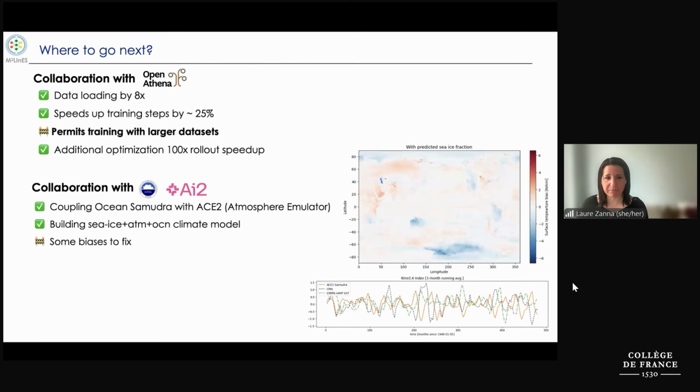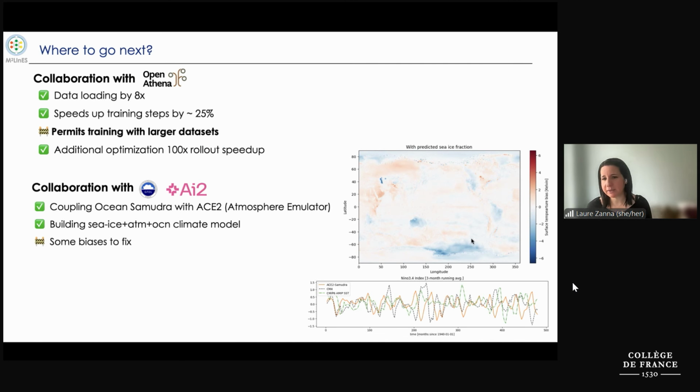But the thing that I'm most excited about is a new collaboration that we're doing with the same lab, GFDL, but also the Allen Institute, where we are now coupling our ocean emulator with their atmosphere emulator. They did something a few months before us, where they trained an emulator of the atmospheric component of an existing model. So now what we're doing is to actually couple those two together and build a sea ice emulator as well. So now we have a full ocean plus atmosphere plus sea ice coupled emulator.